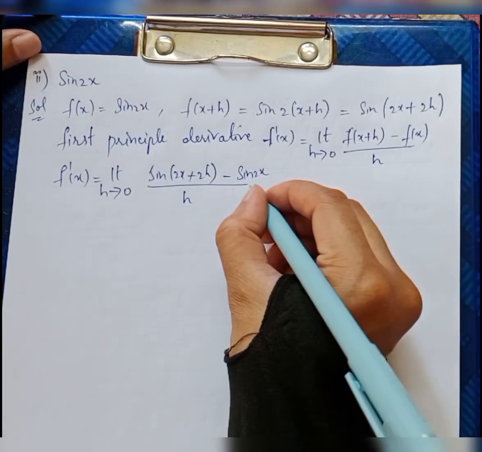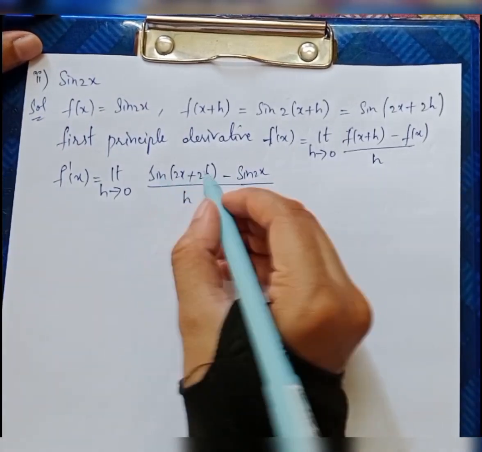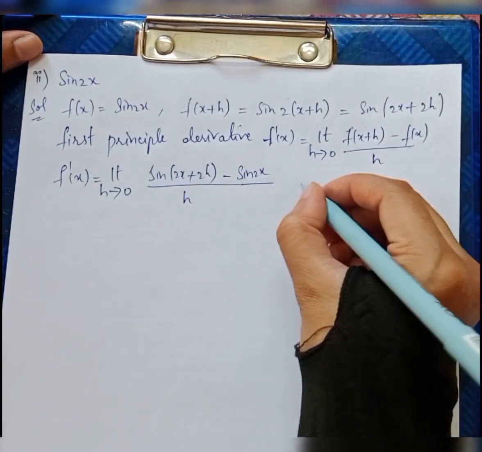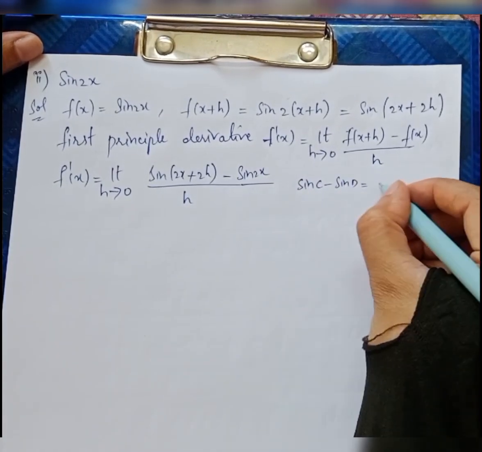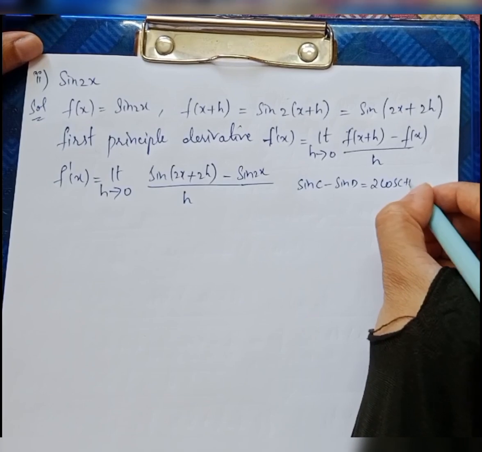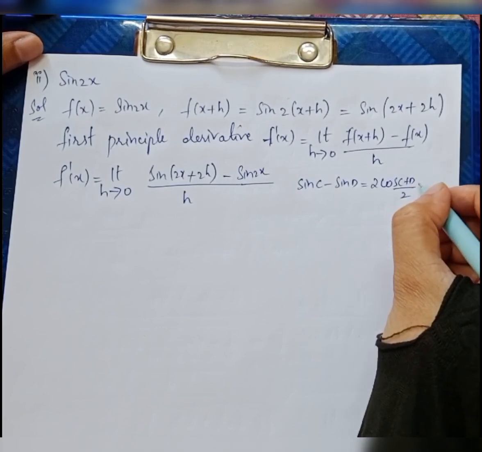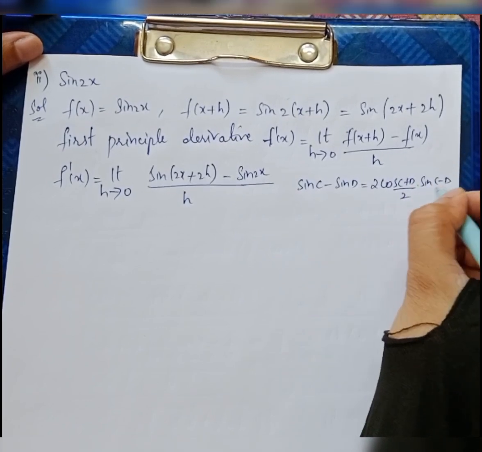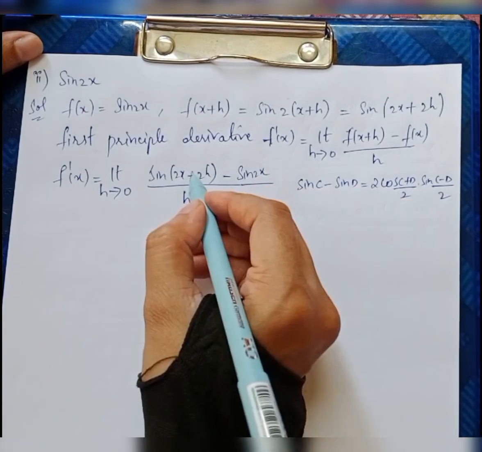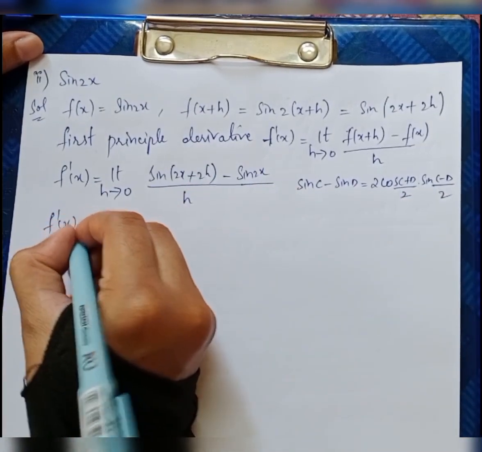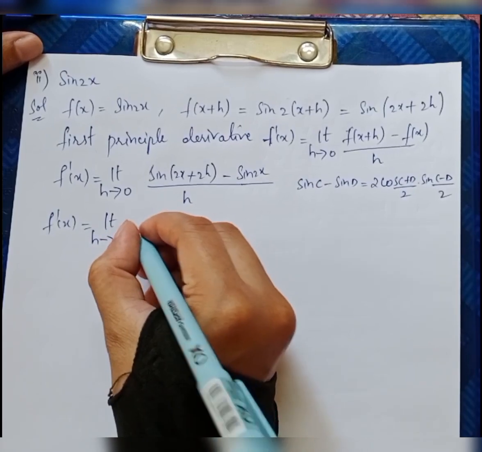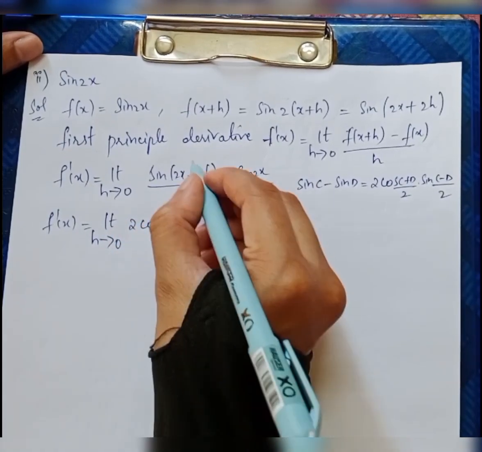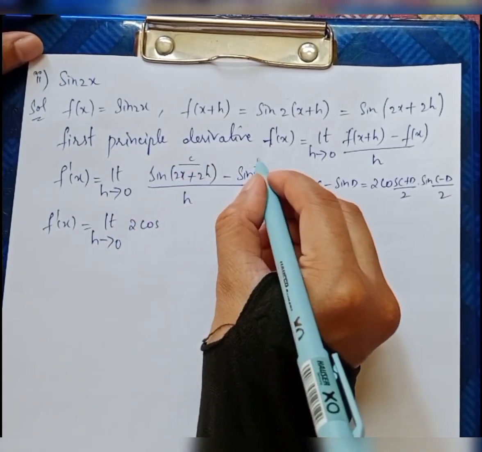Now you should remember the formula of this, which is in the form sin c minus sin d. Sin c minus sin d equals 2 cos of c plus d by 2 into sin of c minus d by 2. Substituting this here, so it is f dash of x equals limit h tends to 0 of 2 cos, this complete is c, and this is d.